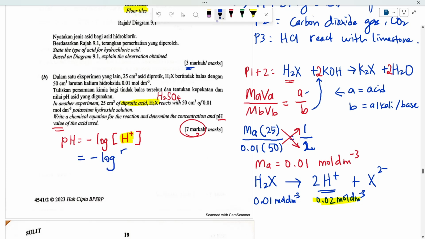Negative log 0.02. So what is the value? 1.7. So the pH is 1.7. Any question, class?